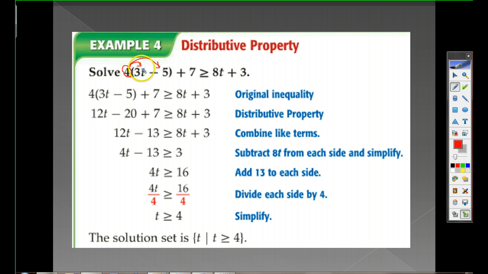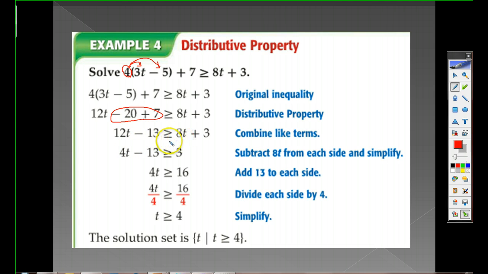So 4 times 3t, 12t, minus, this minus sign comes down here. 4 times 5, 20, plus 7, everything else I didn't do anything else to it, so I'm going to just rewrite that right here. Now let's start simplifying. Negative 20 plus 7 became negative 13.